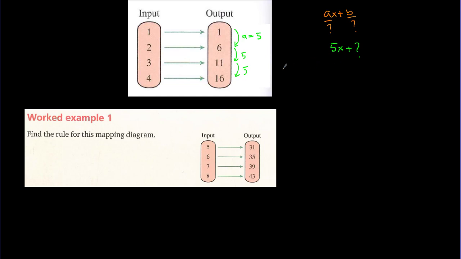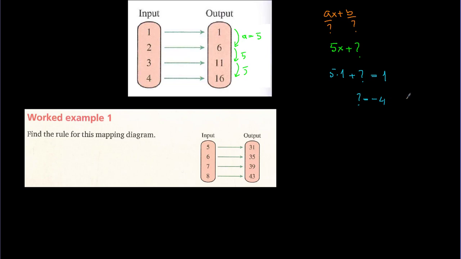So when you insert 1, 5 times 1 plus something makes 1 again. So we are understanding with respect to that, and the thing that we need to find, the question mark, is 5 minus 4 gives you 1. That's why that question mark is going to be minus 4.